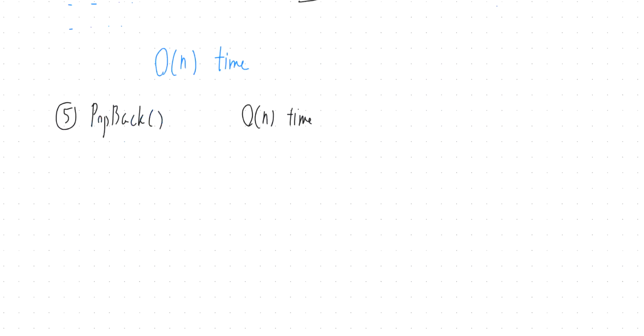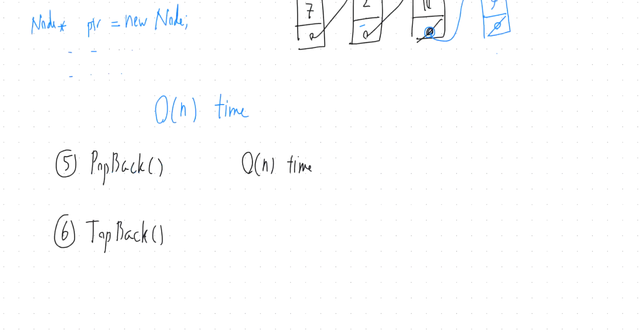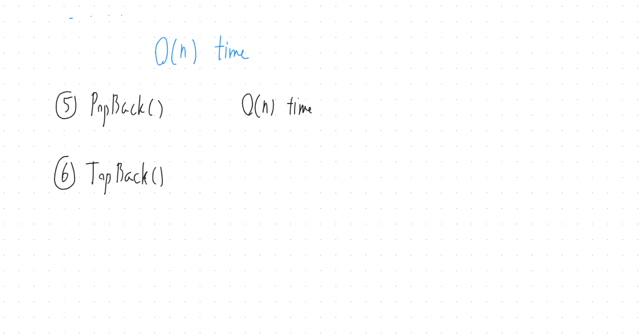Okay, and 6, topback, returning the key or the data in the last node. Similarly, you have to start from the beginning, traverse all the way to the end so that your temp pointer is pointing to this one, and then you say return temp arrow key or temp arrow data to return this 9 at the end. So again, some constant time tasks plus the traversal, which is order n. So overall, again, this one is also linear time.